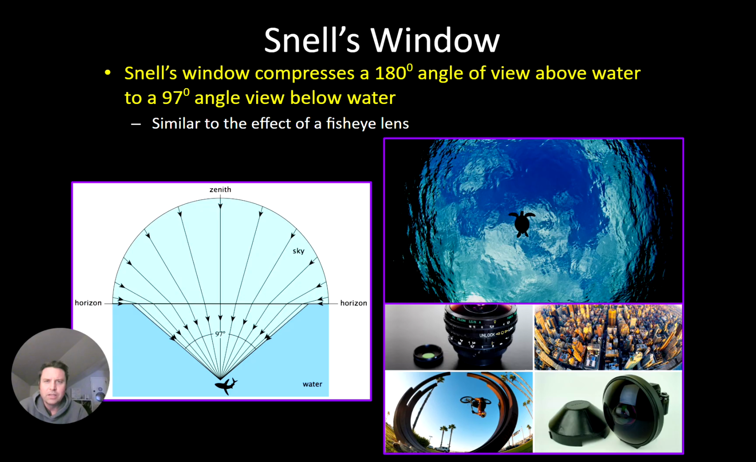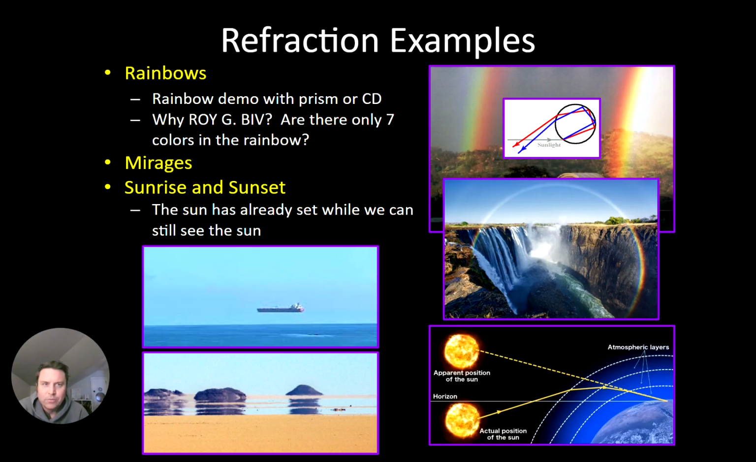And then this leads to a thing called Snell's window, which is the fisheye lens, which gives you this. It takes 180 degrees and condenses, not the right word, but refracts it, bends it to 97 degrees. And then more refraction examples, the rainbow.